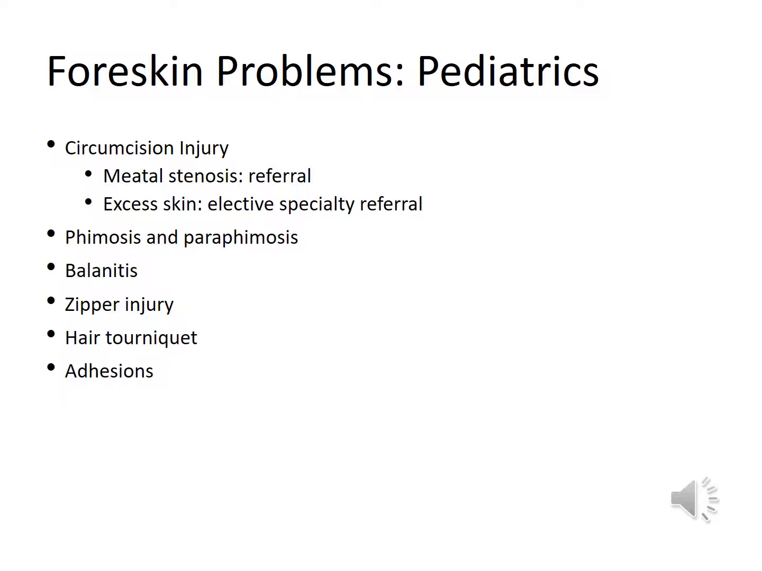Balanitis is a common infection of the penis, and it's inflammation of the foreskin and the glans penis. It's common in uncircumcised children. They can have pain, erythema, and discharge under the foreskin. It's really important to educate on penile hygiene, making sure that the parents know to pull back the foreskin daily, washing that area with soap and water every single day to prevent balanitis. Treatment for balanitis is an antifungal cream topically.